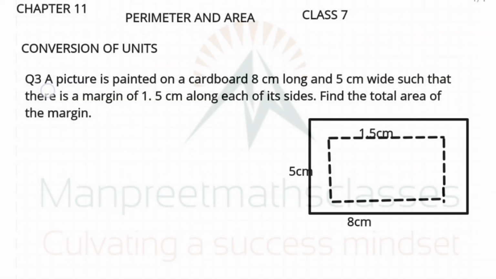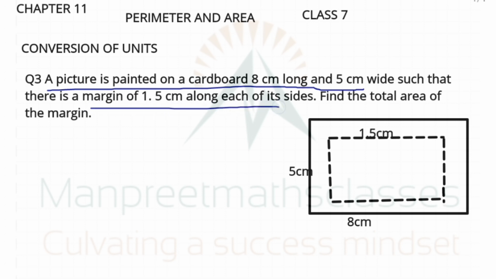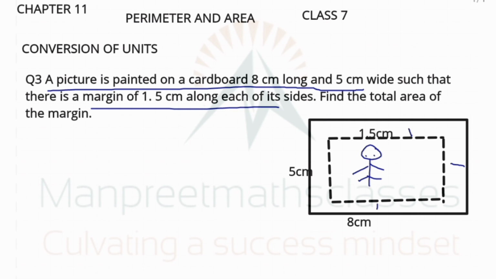Question third is: a picture is painted on a cardboard 8 cm long and 5 cm wide. Length of the cardboard is 8 cm and its breadth is 5 cm. Now next they are saying there is a margin of 1.5 cm along each of its sides. So this is the margin along the sides, and inside here is the picture. Suppose this is the painting. So this is the painting. Margin is there and cardboard is there. Now they are asking us to find out the total area of the margin.